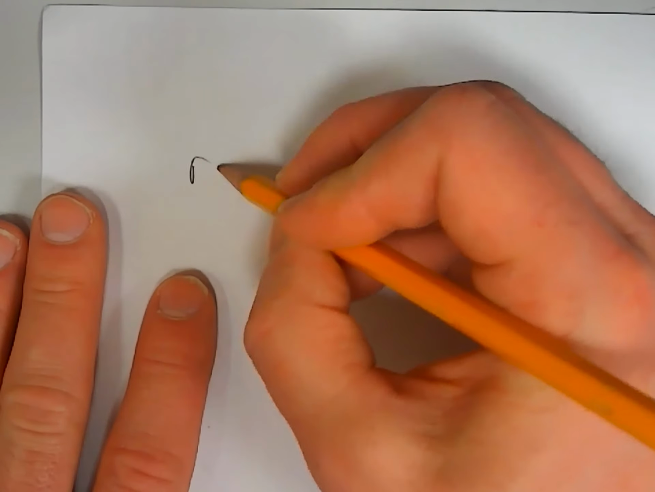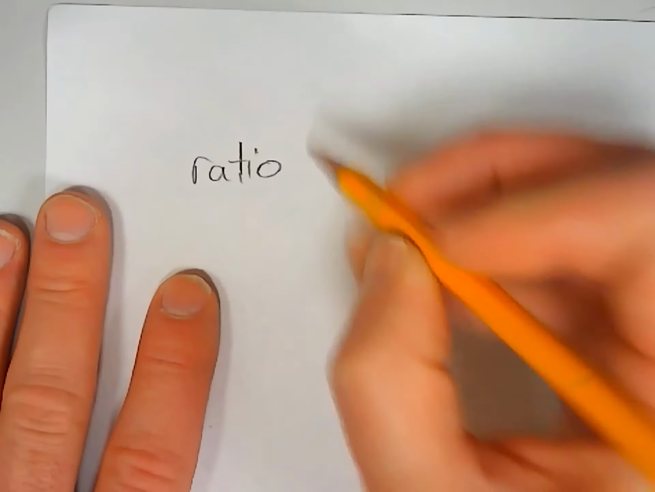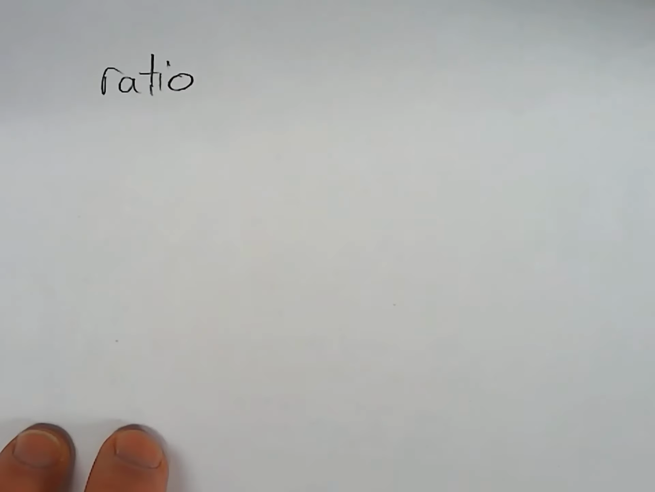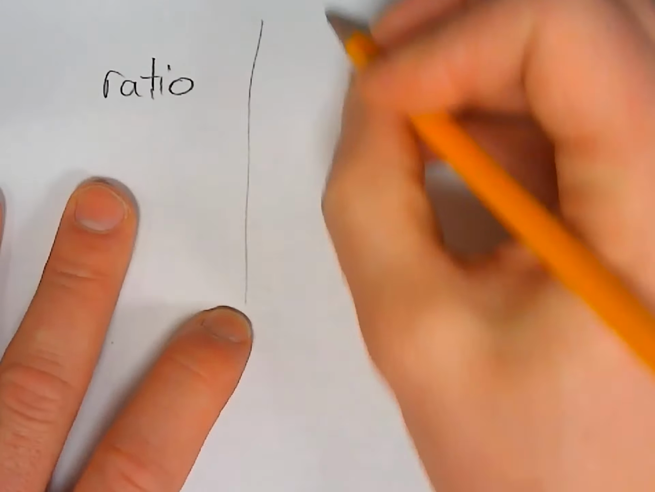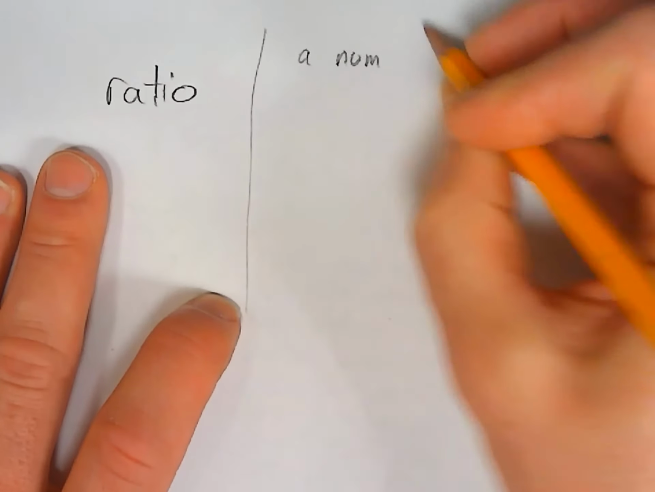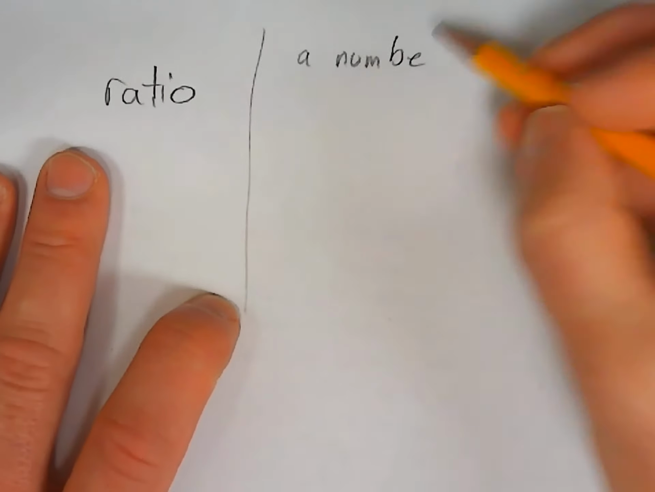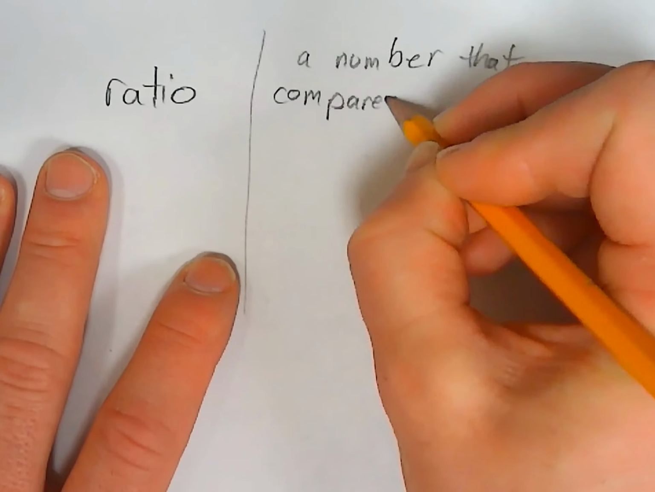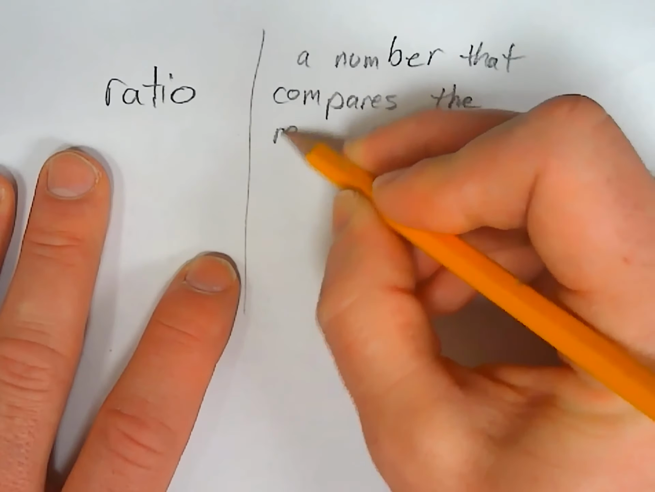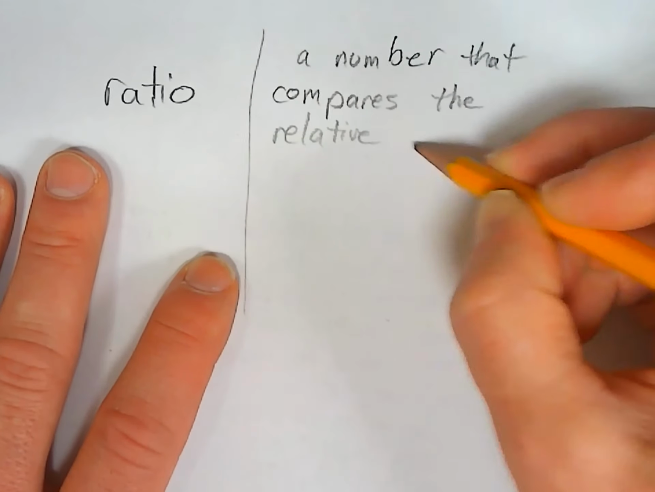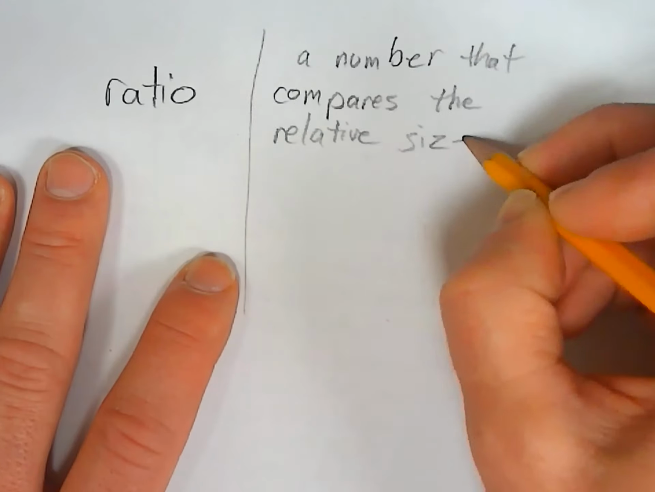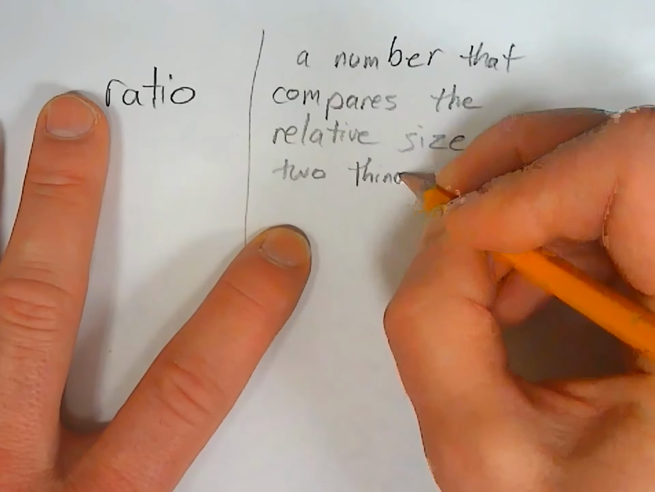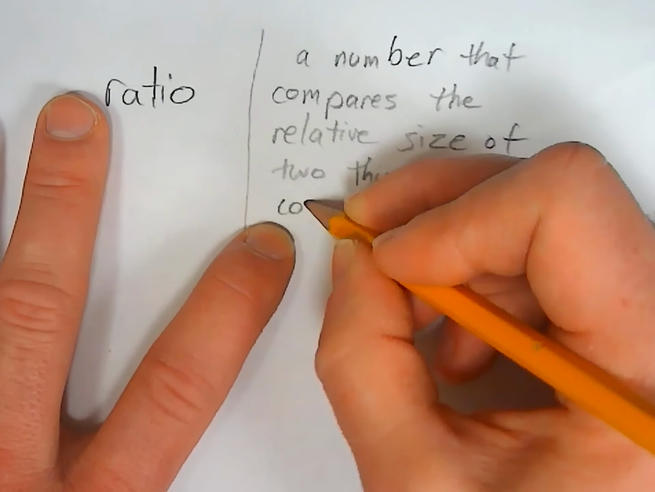Last word is ratio. Also sometimes pronounced radio. Just kidding, no one pronounces it that way. A number that compares the relative size of two things as compared.